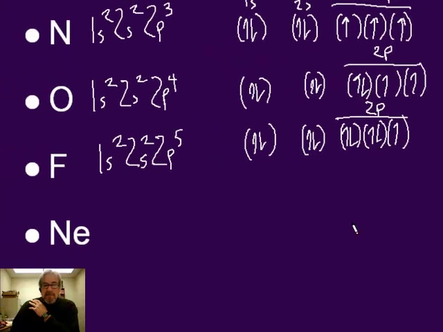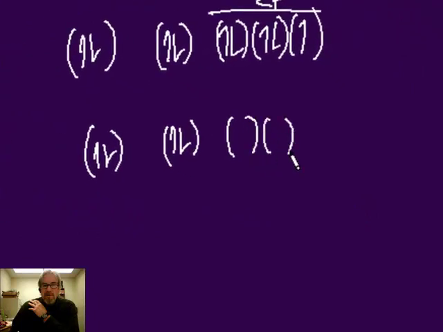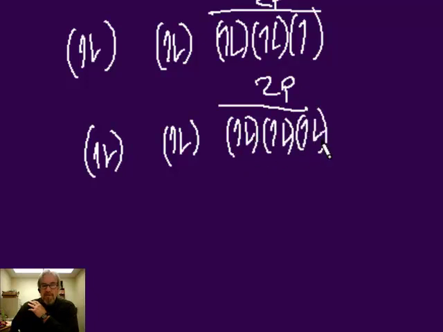Neon, 1s2, 2s2, 2p6. So the 1s sublevel is full, just like everything in this row. The 2s sublevel is full. And now the 2p is finally full because I have 6 electrons. All 6 of them are doubled up with a partner.